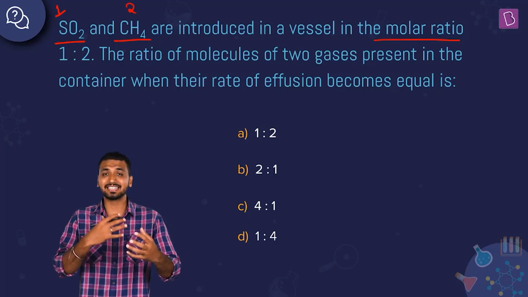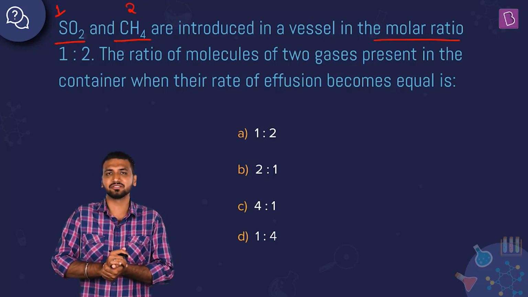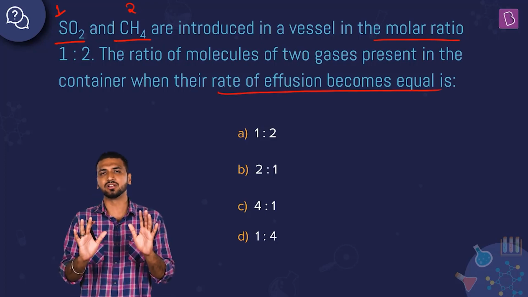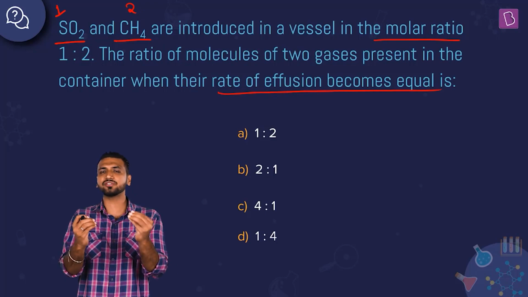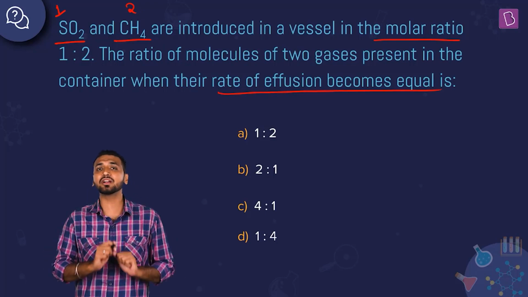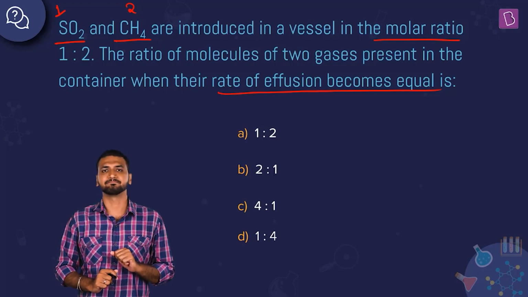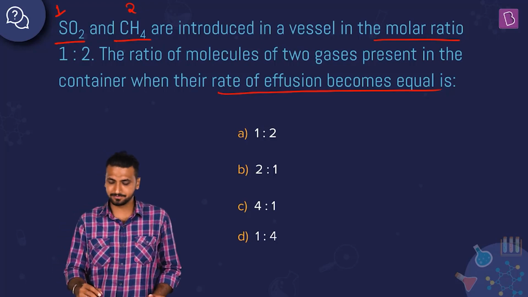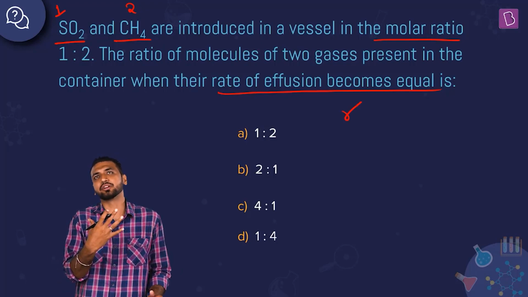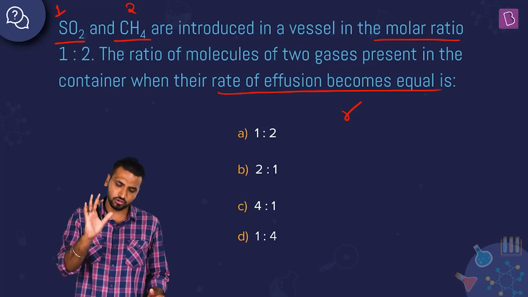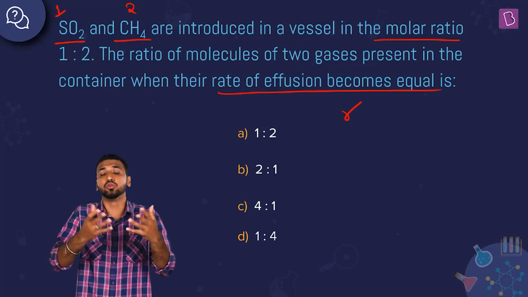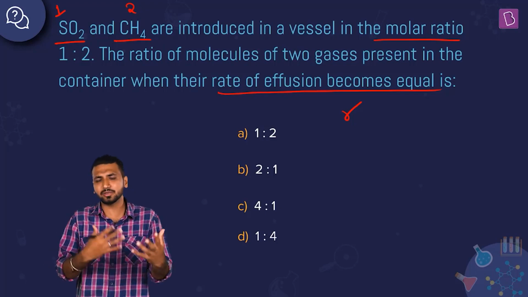One more thing that is given to us is that the rate of effusion is equal, and at that point they're asking the ratio of the number of molecules. So the first thing, the rate of effusion. It depends on what? Think logically. Although we know it depends on pressure, temperature, molar mass, and velocity, there are so many things.